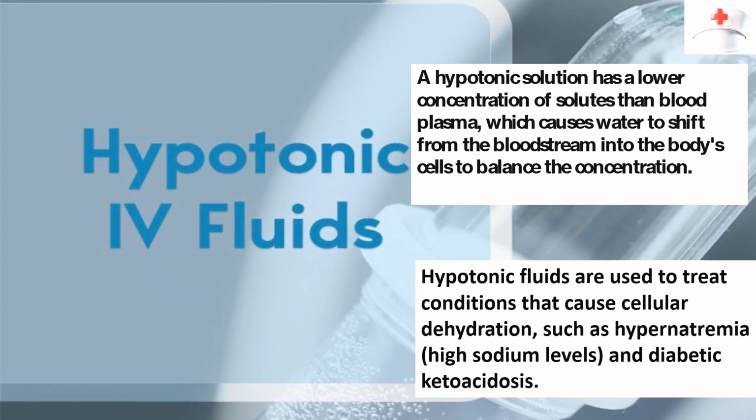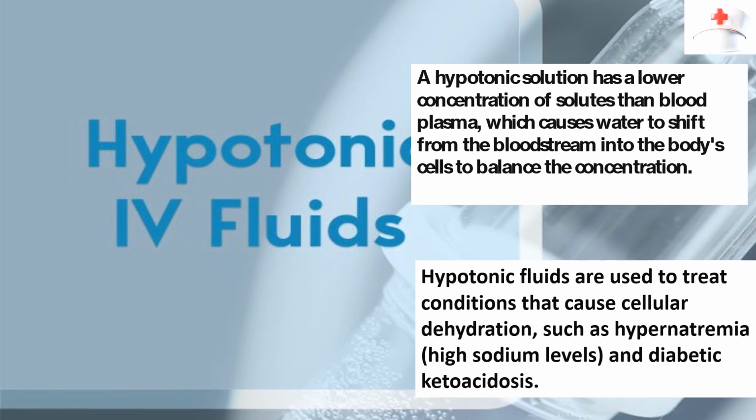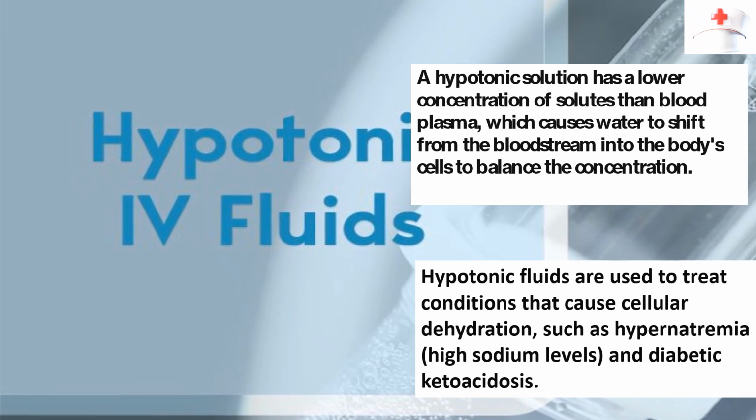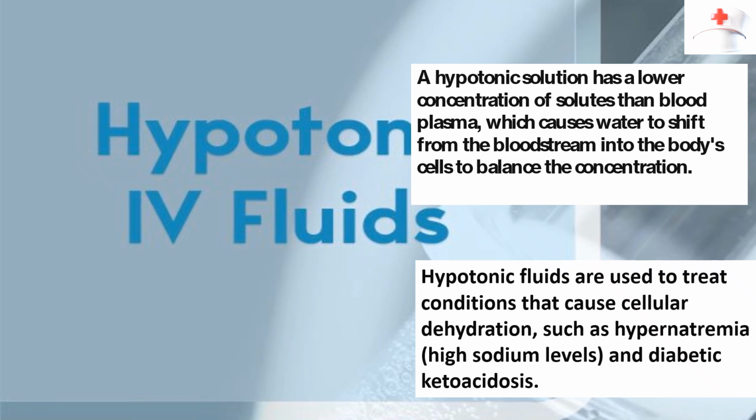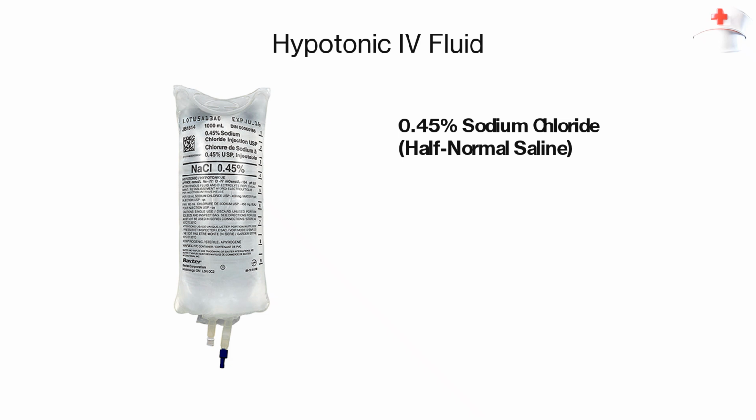Hypotonic fluids are used to treat conditions that cause cellular dehydration, such as hypernatremia, high sodium levels, and diabetic ketoacidosis. One type of hypotonic fluid is 0.45% sodium chloride, half normal saline, a common hypotonic fluid used to treat conditions like hypernatremia. Although initially isotonic, the body quickly metabolizes the dextrose, leaving behind free water. This makes D5W functionally hypotonic and a poor choice for fluid resuscitation.